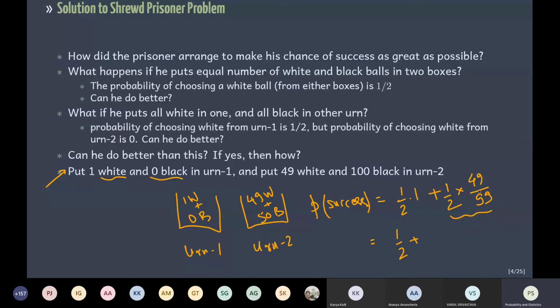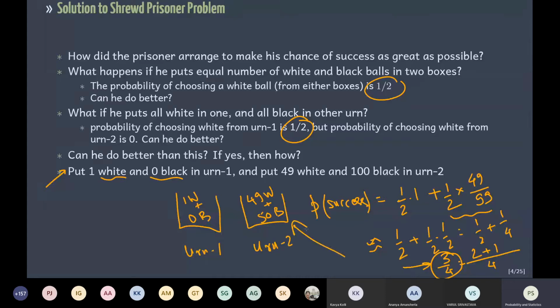You will see that this is approximately a half, very close to half. So this turns out to be half plus 1/4, so it's like 3/4. So 3/4 is indeed much better than his success in the trivial cases. He can increase his success by doing a distribution like this.